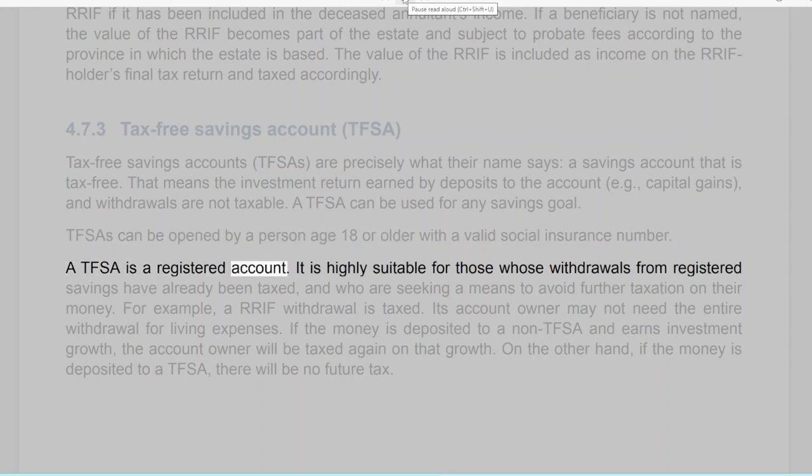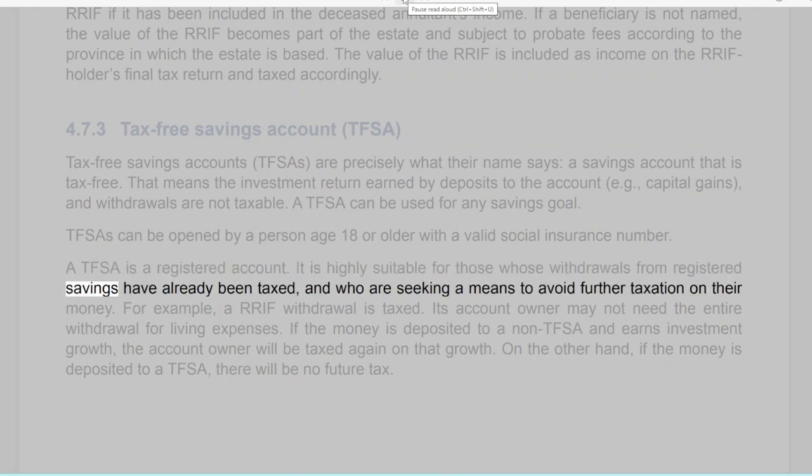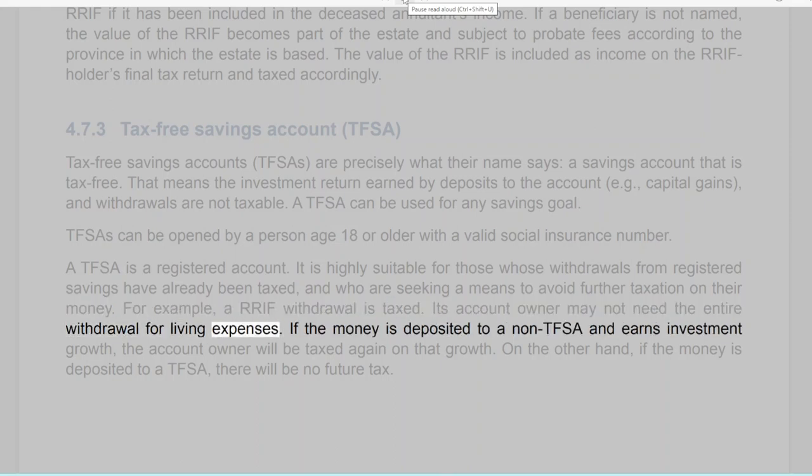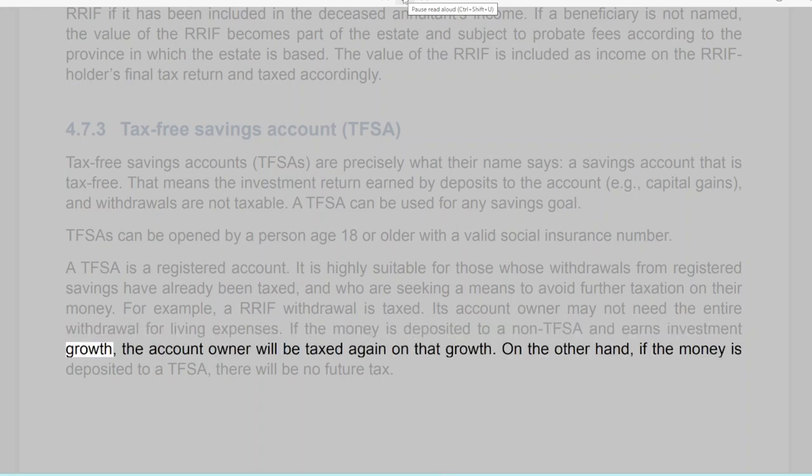A TFSA is a registered account. It is highly suitable for those whose withdrawals from registered savings have already been taxed and who are seeking a means to avoid further taxation on their money. For example, a RRIF withdrawal is taxed. Its account owner may not need the entire withdrawal for living expenses. If the money is deposited to a non-TFSA and earns investment growth, the account owner will be taxed again on that growth. On the other hand, if the money is deposited to a TFSA, there will be no future tax.